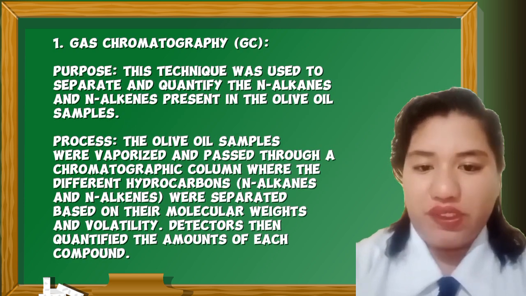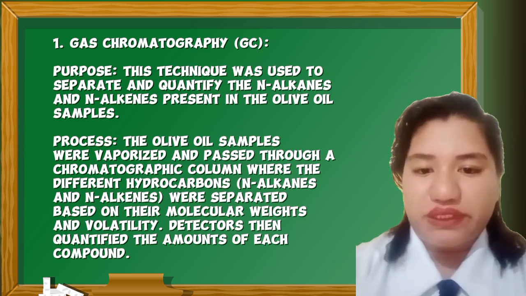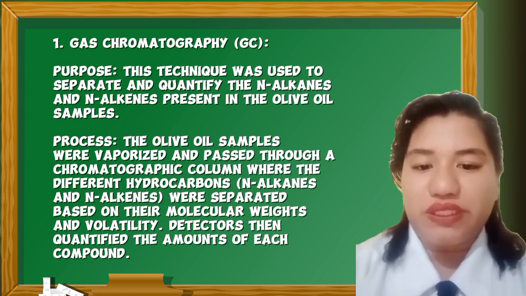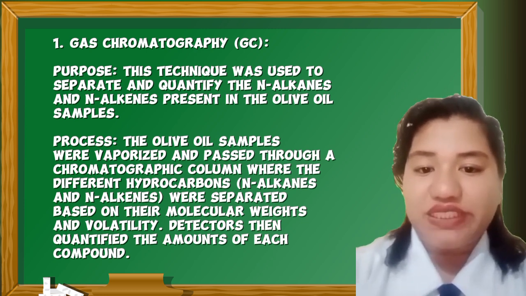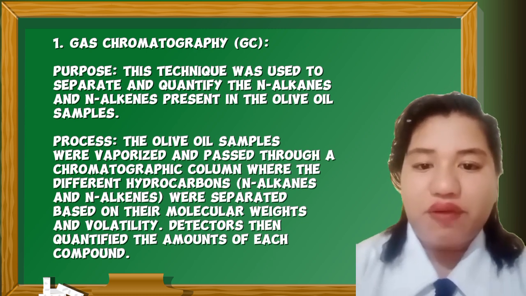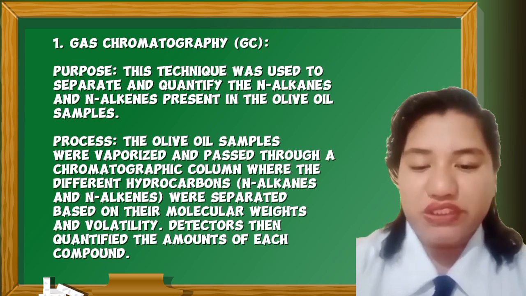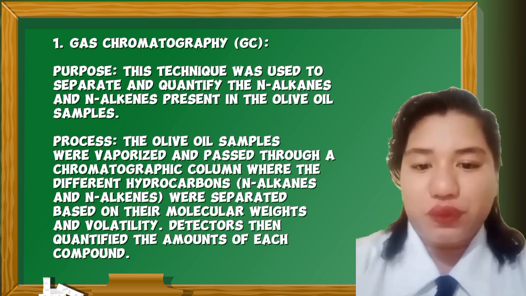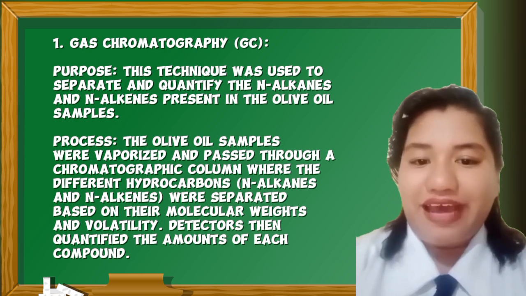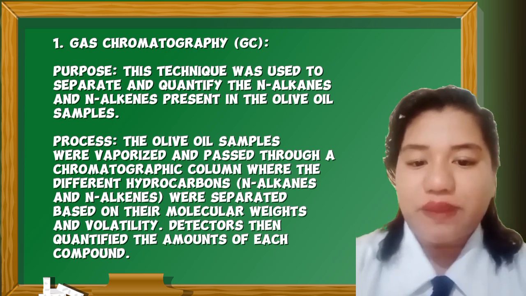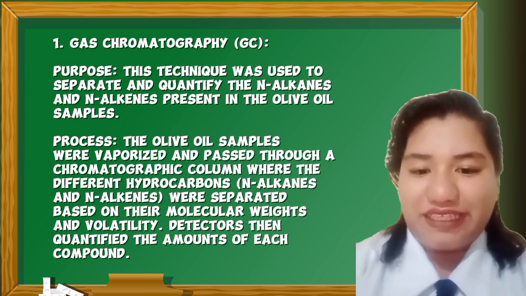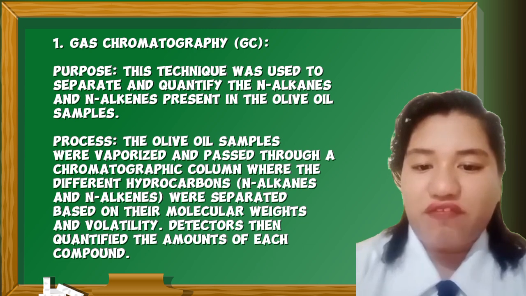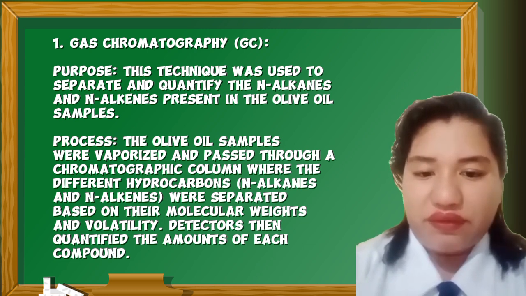Gas chromatography, or GC. Purpose: this technique was used to separate and quantify the n-alkanes and n-alkenes present in the olive oil samples. Process: the olive oil samples were vaporized and passed through a chromatographic column, where the different hydrocarbons, n-alkanes and n-alkenes, were separated based on their molecular weights and volatility. Detectors then quantified the amount of each compound.